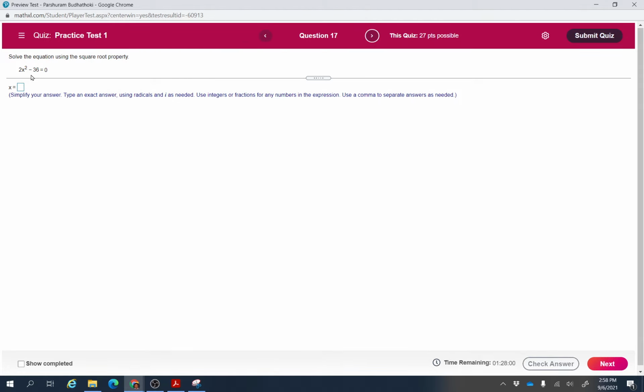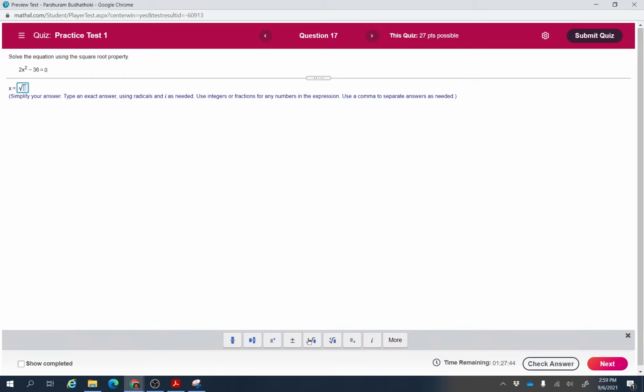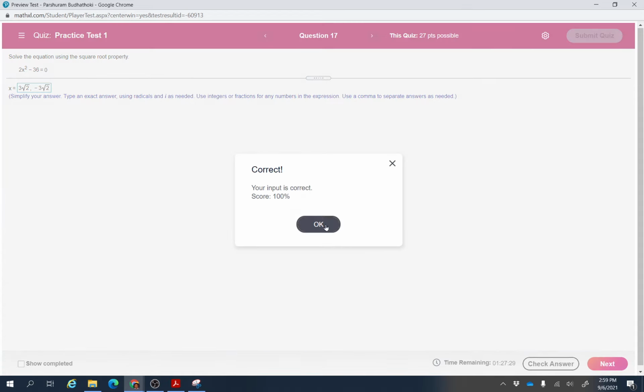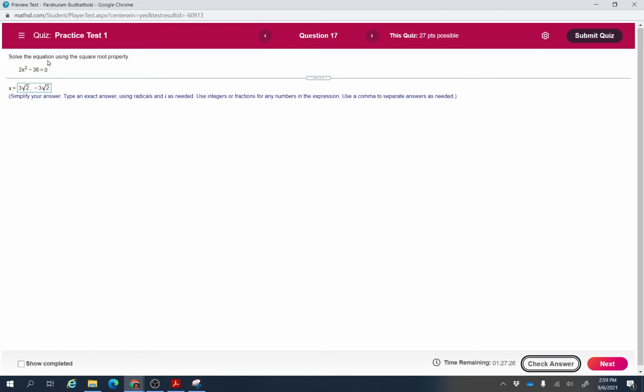Square root property, bring this 36 to the right side, divide both sides by 2. That will give you x squared equal 18. And now take the square root. So x would be plus or minus square root of 18, which is basically 3 square root of 2. Plus or minus 3 square root of 2. Just have to bring the constant to the right side and then divide both sides by 2 and use square root property.